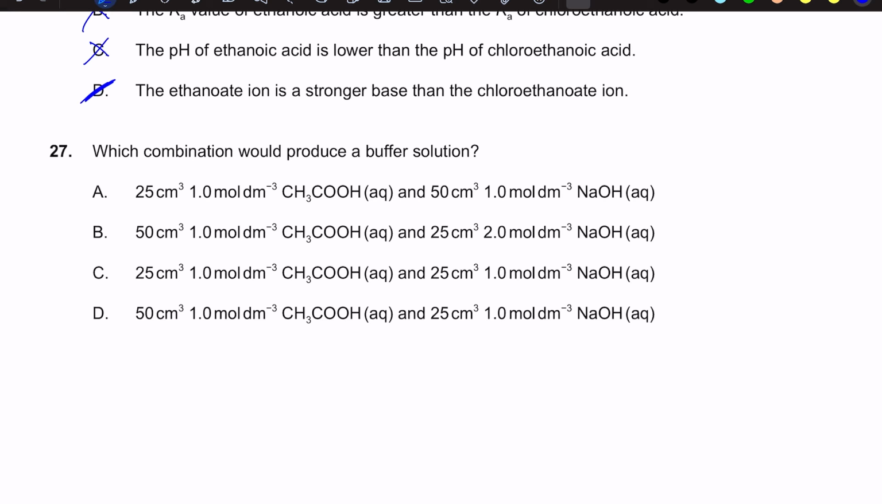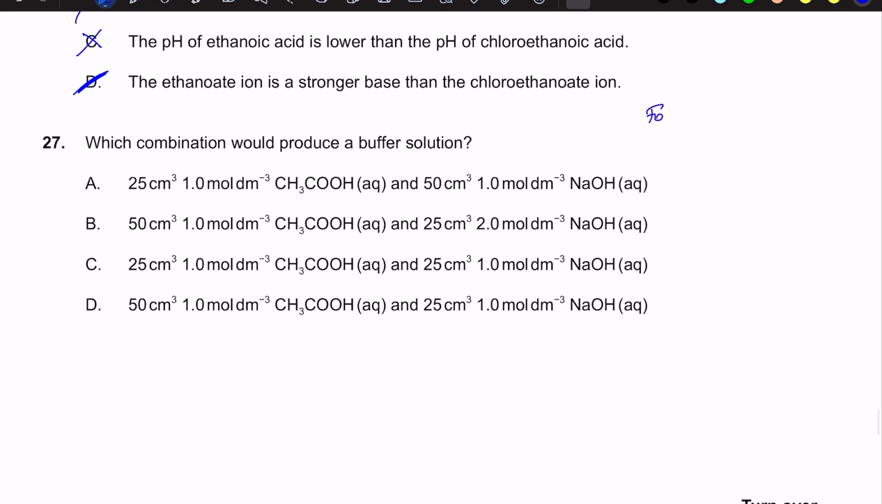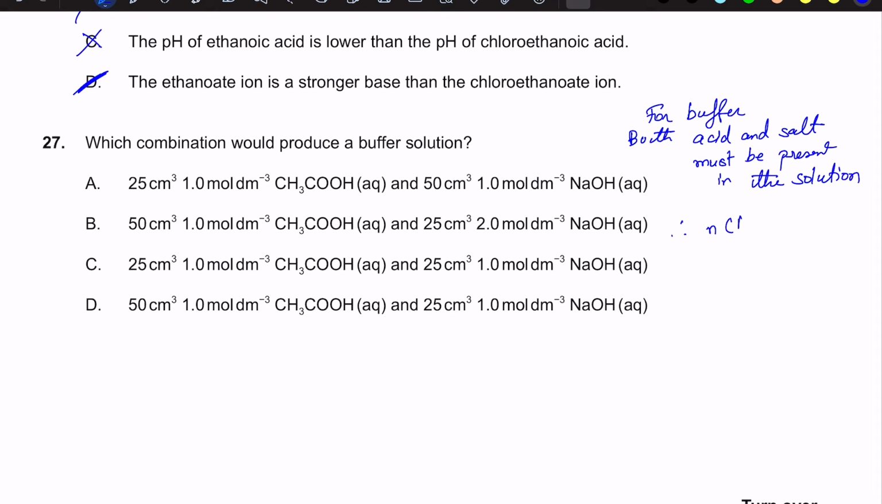Just write it down. For buffer, both acid and salt must be present in the solution. Right. So our main condition to check is moles of NaOH must be less than moles of CH3COOH. Because if your moles of NaOH is greater than CH3COOH, in that case what happens is all of the acid will react. So your solution will only contain salt and no acid.